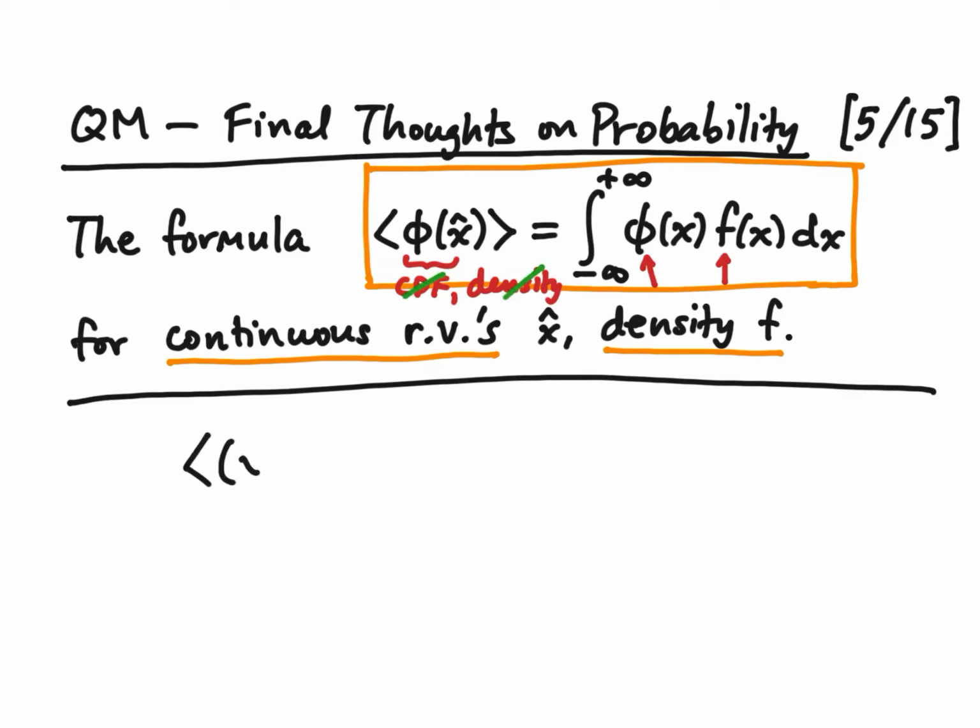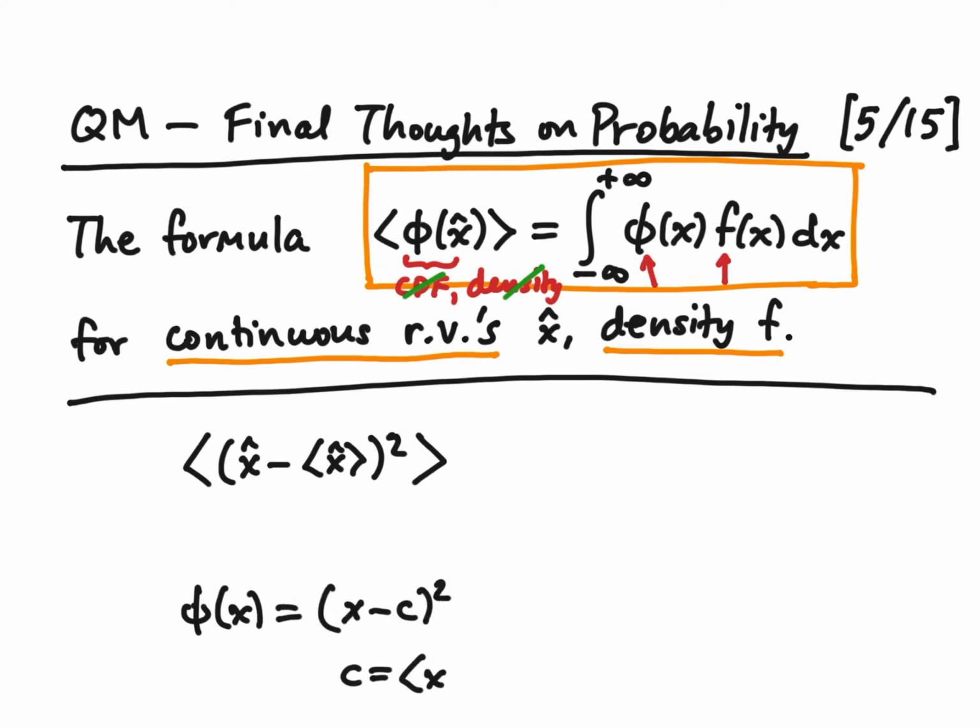Because when you calculate the variance, you're supposed to be taking x hat and plugging it into a certain function, and then taking the expected value of that. The function is the function x minus a constant squared, where that constant happens to be the expected value of the original x hat. But that's not so important. The important thing is just that it's some real constant. Okay, so you see that this expression here inside the outermost brackets is phi of x hat.